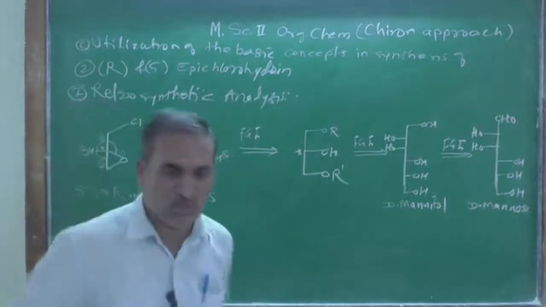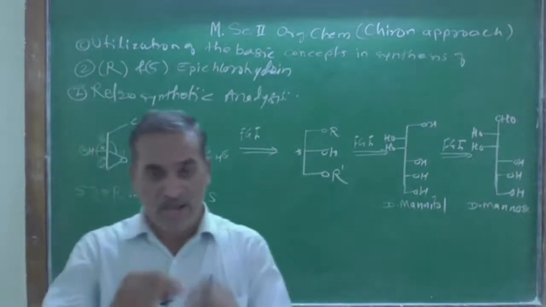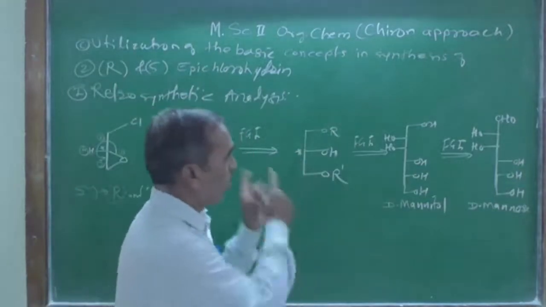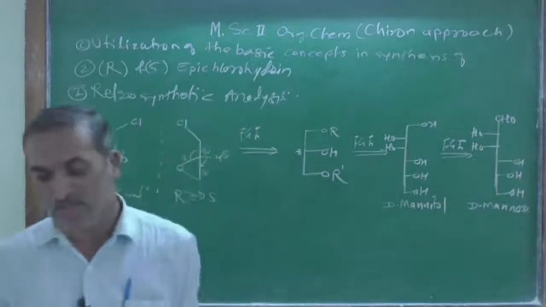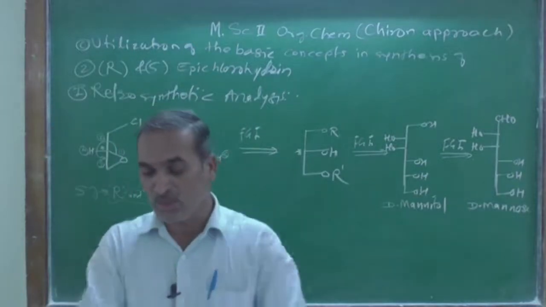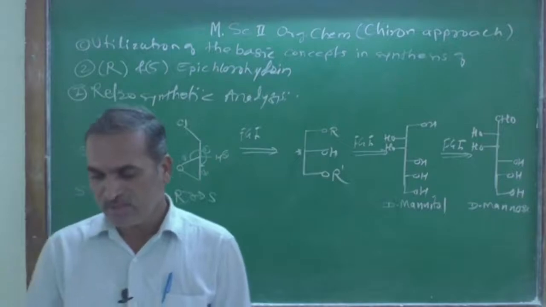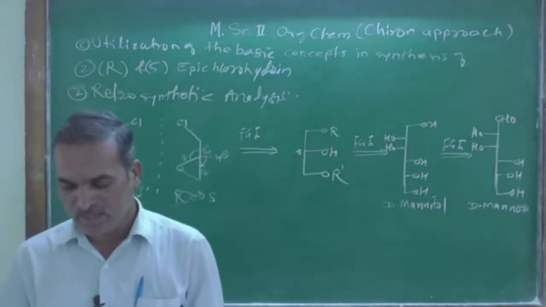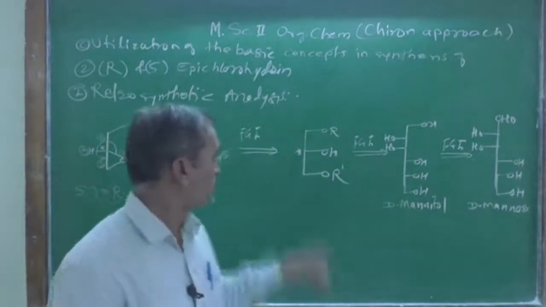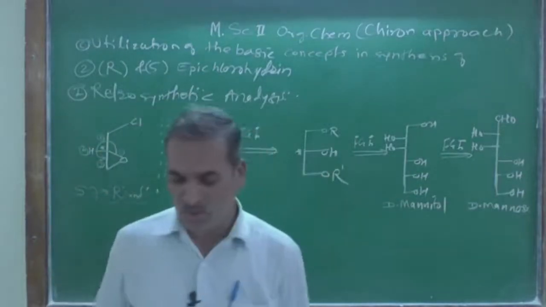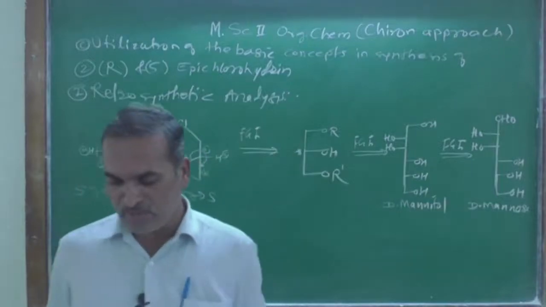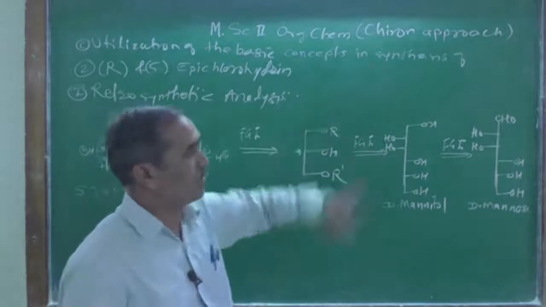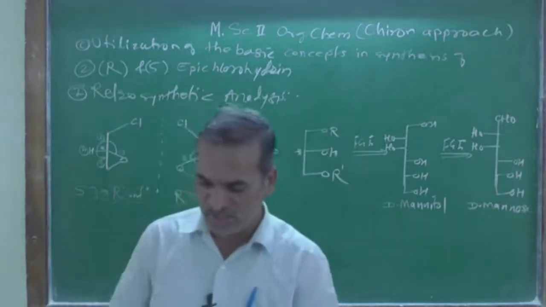In addition to this, what are the things to write in the exam? Analysis means why you are doing this. So for S epichlorohydrin, which has a chiral carbon, this type of compound is called an oxirane, and it can be conveniently prepared from glyceraldehyde. We can prepare it from the glyceraldehyde.